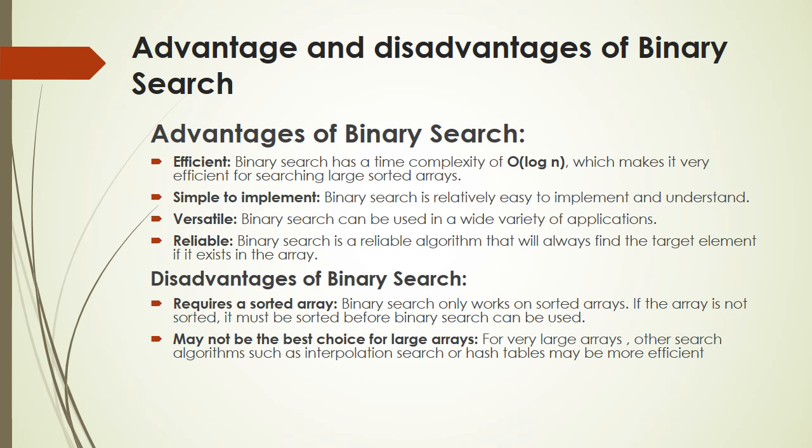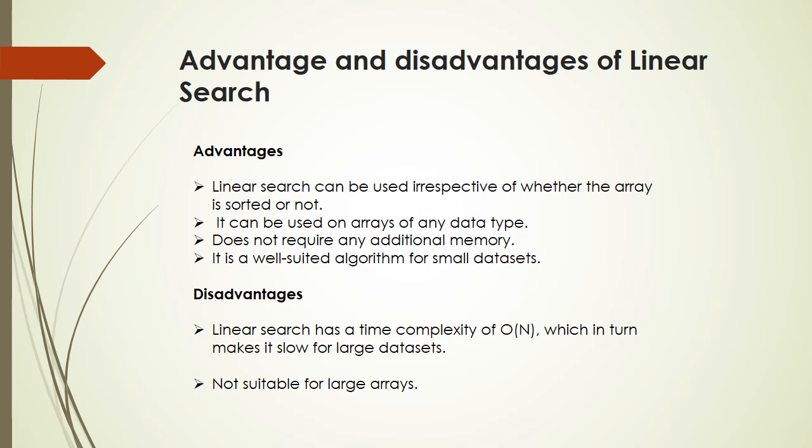The disadvantage of binary search is that it only works on a sorted array. If the array is not sorted, it must be sorted before binary search can be used. For large arrays, other search algorithms such as interpolation search or a hash table may be more efficient as compared to the binary search. Let's look at the advantages of the linear search algorithm.